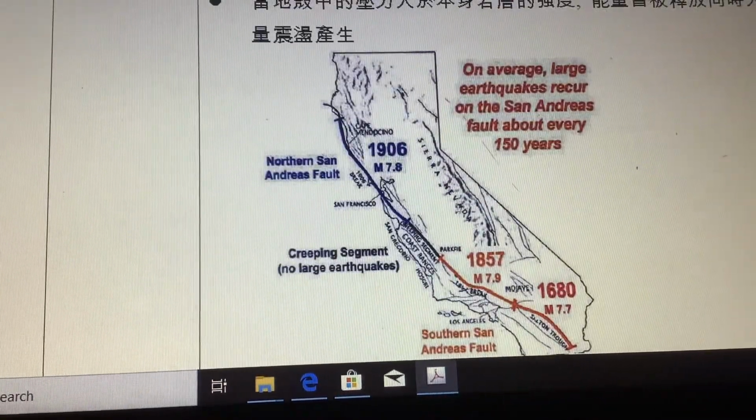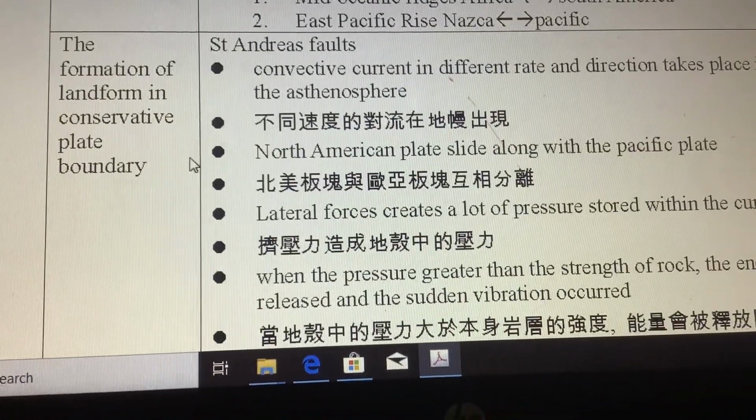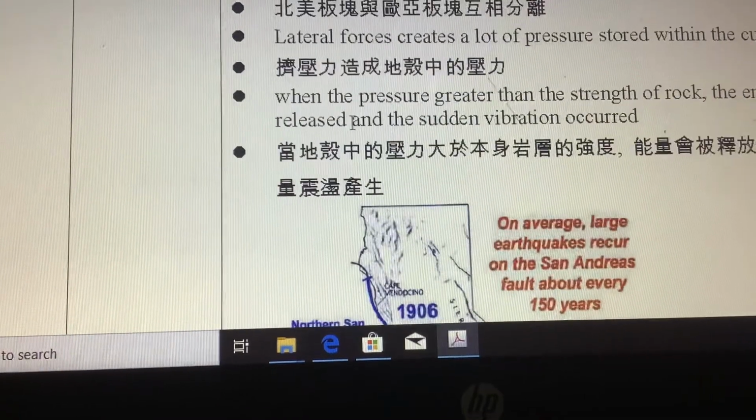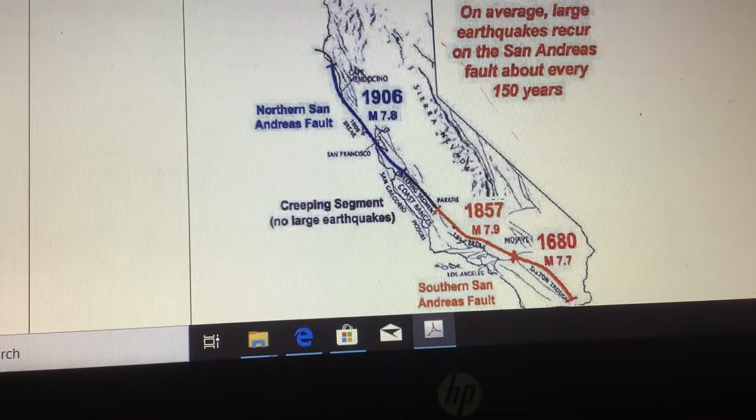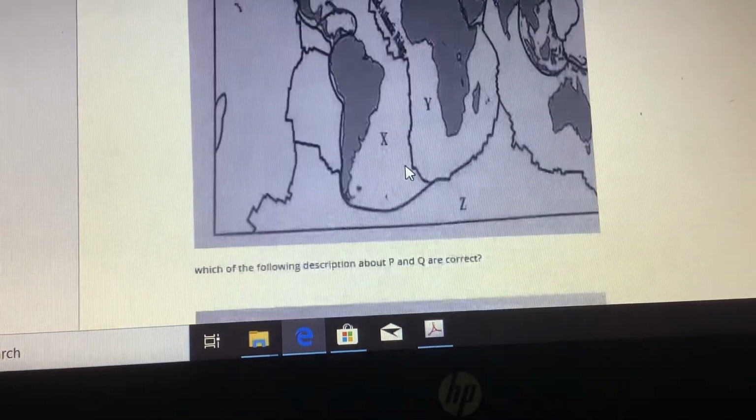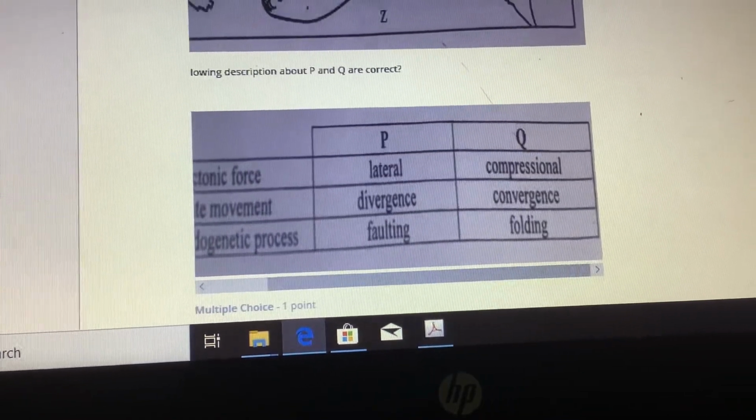This one is the San Andreas fault, and you can see this on page 4 of your summary. It is a conservative plate boundary, and it is lateral force. So P should be lateral force. Number 1 is correct. And then Q, compressional force.